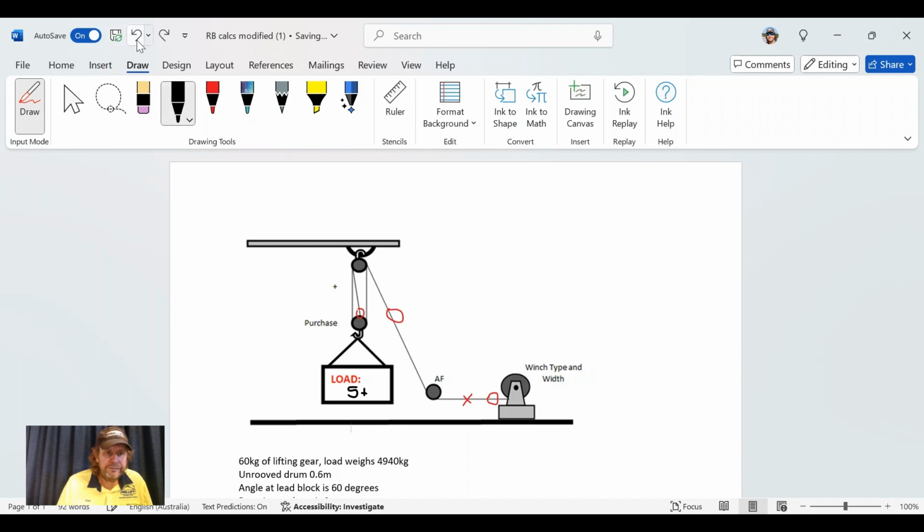We have a rope running up here, a wire rope. It hits the sheave once there, goes down, hits it again there, and goes up and hits it again there. So there are three parts in this purchase because the rope hits the sheave twice there and once there. So there are three parts in this purchase.